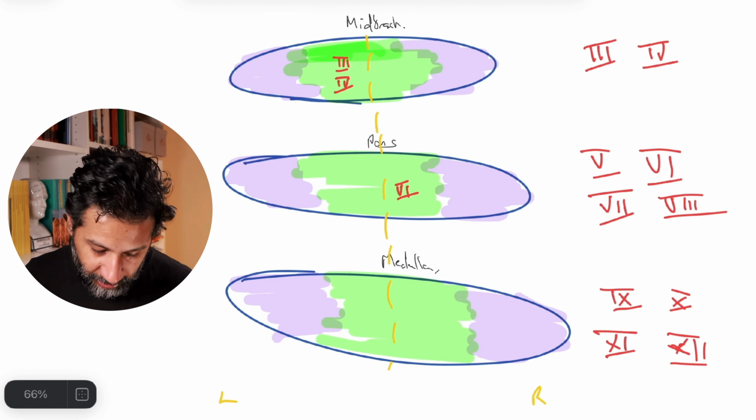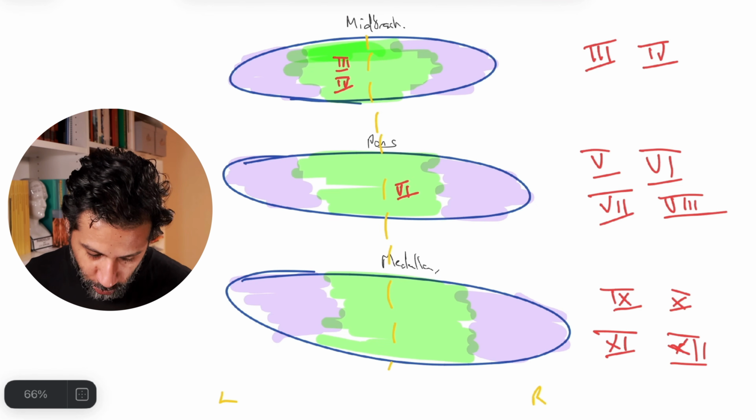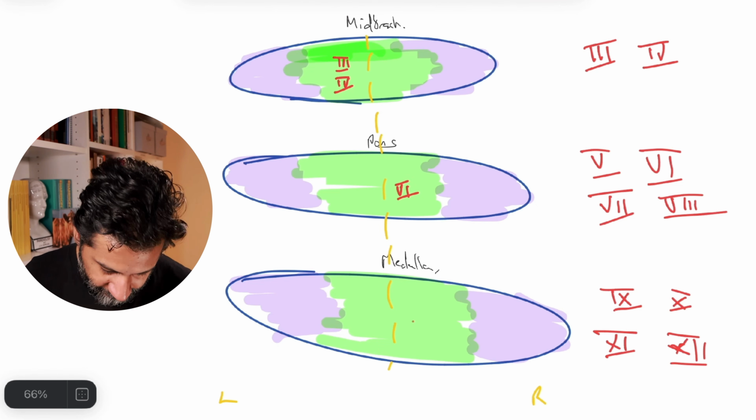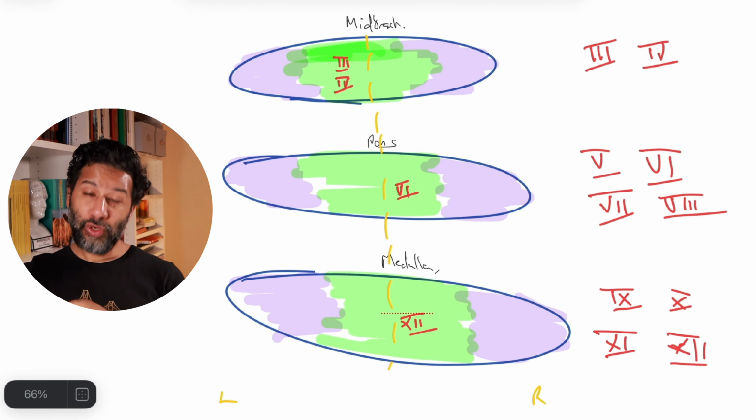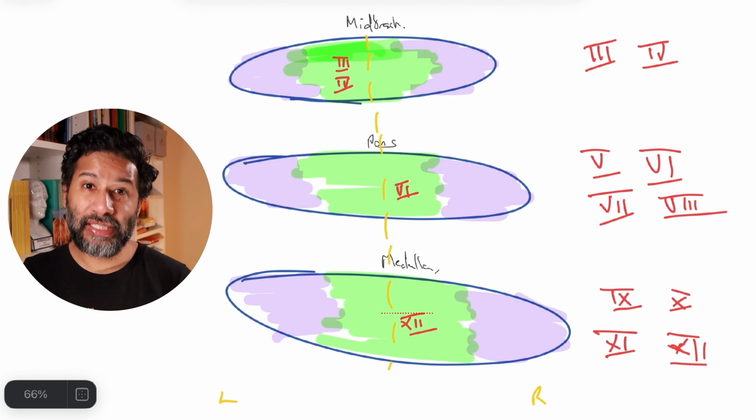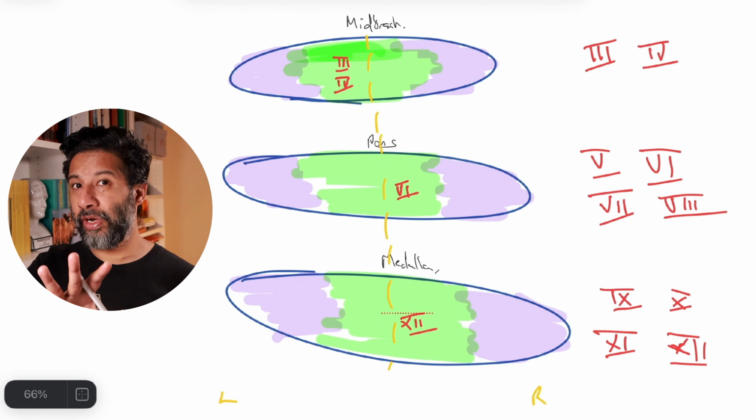And let's look at the medulla. Does 9? Nope. Does 10? Nope. Does 11? Nope. Does 12? Yes, 12 does. So 12 lives in the midline. So these are the nuclei that live in the midline, and the other ones live on the side. For now, I'm going to leave that alone.